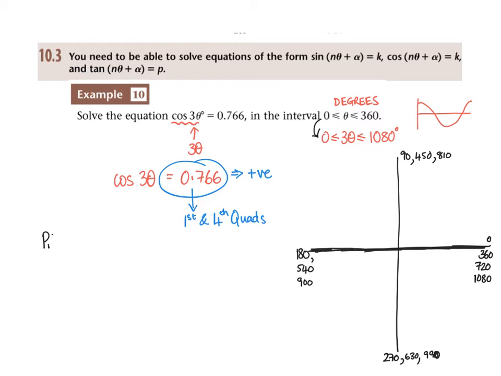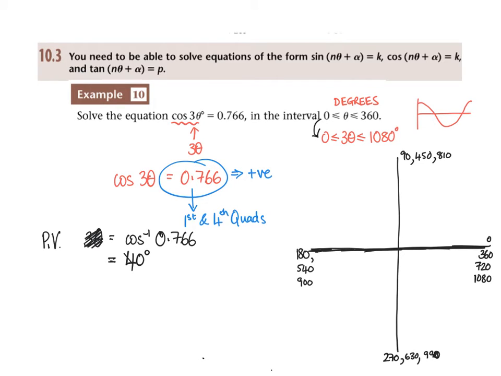Let's get the principal value then. So the principal value, which is the acute angle, we're going to do 3 theta is equal to the inverse cos of 0.766. Right, so that means I'll actually take out the 3 theta. I'm just saying the principal value is this. So the value that we're going to use in our quadrant system is going to be 40 degrees.